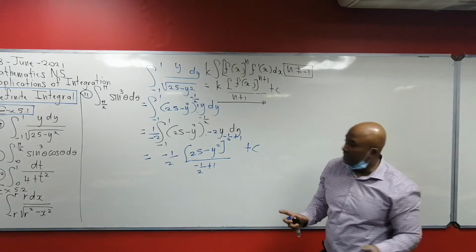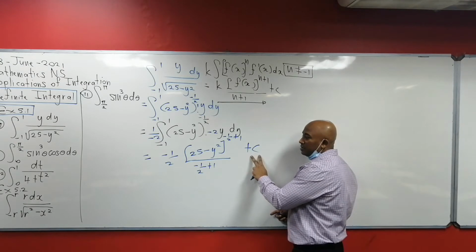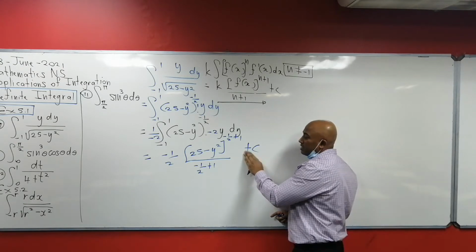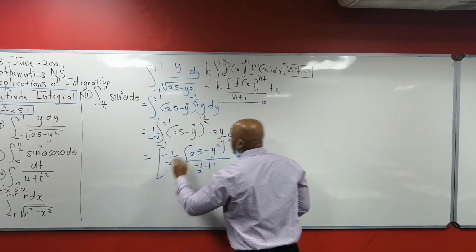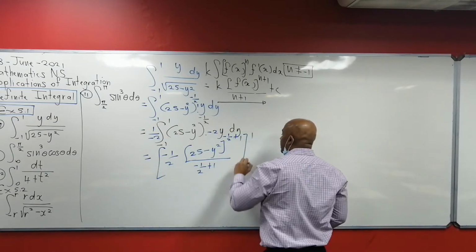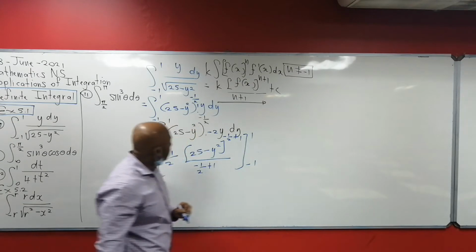Now that is our normal integration, but remember here we do not have to put down plus c because we are going to be substituting these values here. So that's my 1, negative 1. Let me simplify this.